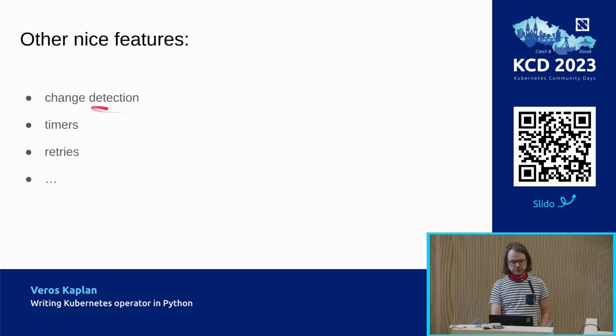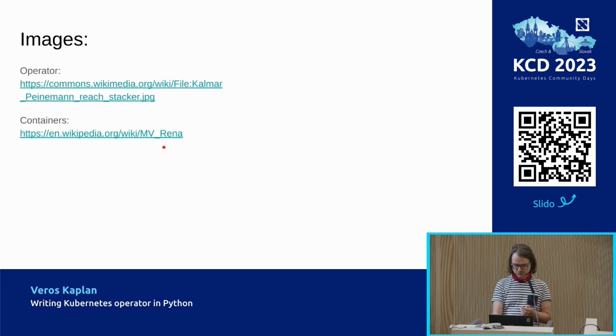for us? It has built-in change detection. So when my handler is woken up because of some change of the object, Kopf also sends me a change object, so I can see what was changed, which fields are changed. It provides us with timers, so I can ask Kopf, please wake me up in 1 hour or in a few seconds, and it can also handle retries for me. So that's it at the moment.